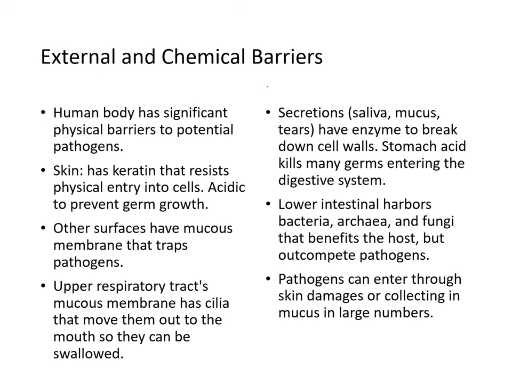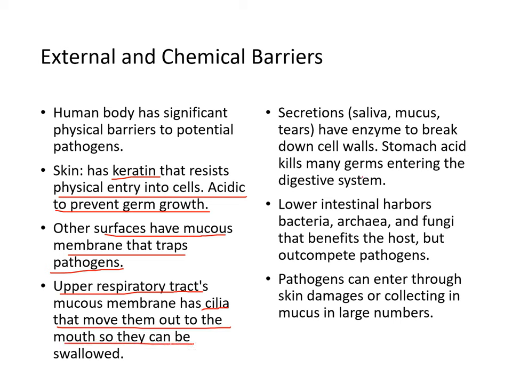So let's talk about the external and chemical barriers. The human body has significant physical barriers. Skin has keratin that resists physical entry into cells and is also acidic to prevent germ growth. Other surfaces have mucous membrane that traps pathogens, and the upper respiratory tract's mucous membrane also has cilia that move pathogens out to the mouth so they can be swallowed. Secretions like saliva, mucus, and tears have enzymes to break down cell walls, and the stomach acid kills many germs before they enter the digestive system.